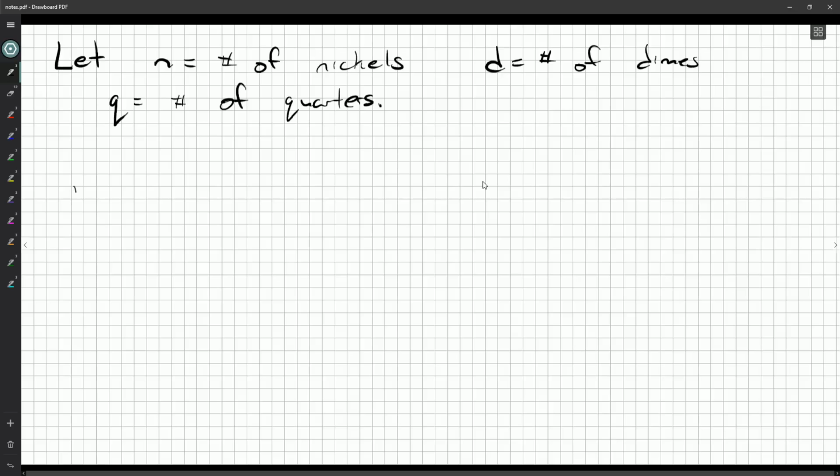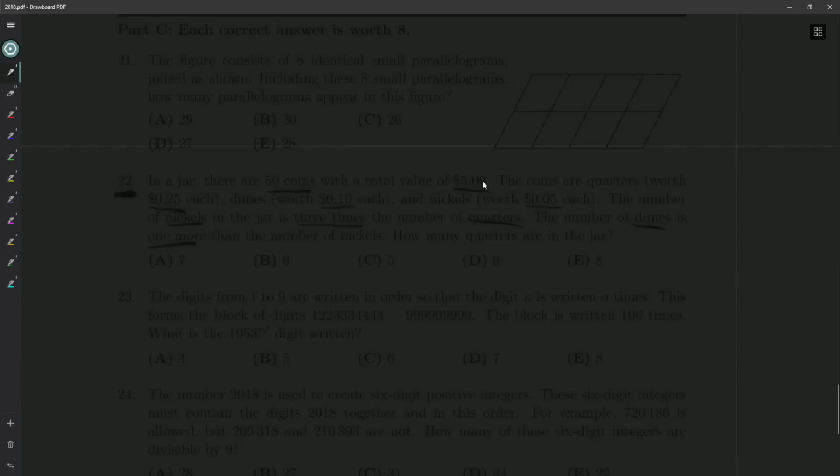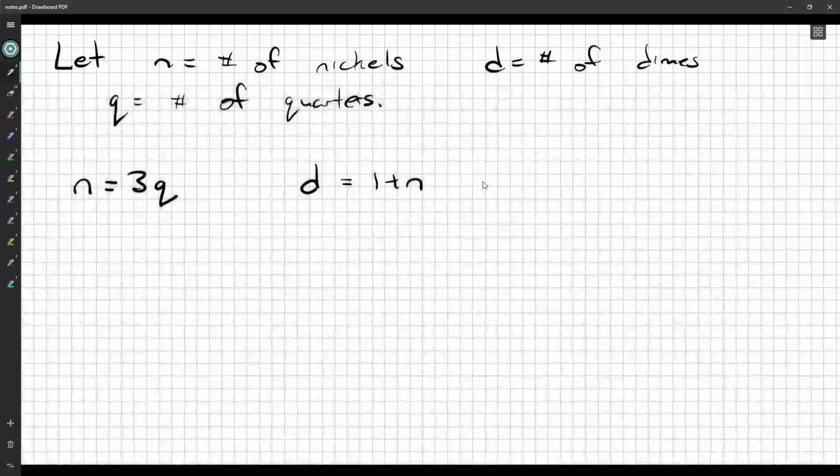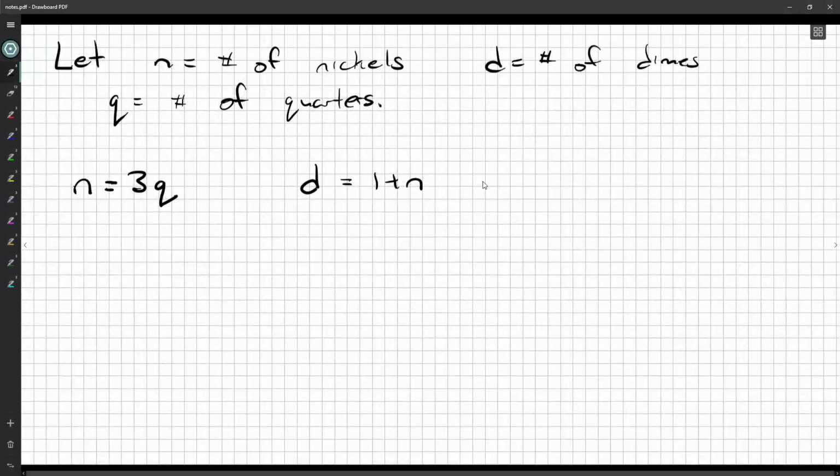Well, the number of nickels is 3 times the number of quarters. We create a mathematical expression for that English sentence. And the number of dimes is 1 more than the number of nickels. We have another expression here. Okay? So before I go further, I want to make sure I got that right. Number of nickels is 3 times number of quarters. Number of dimes is 1 more than the number of nickels. Great. And then we're also told one other thing.